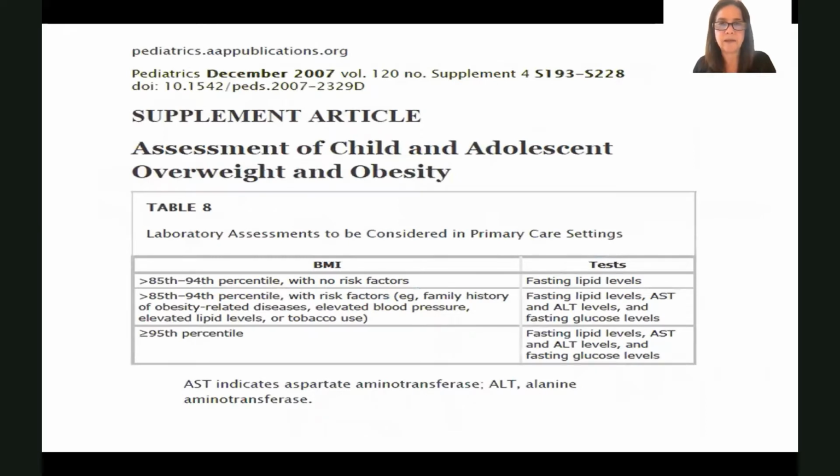The AAP has been certainly interested in helping pediatricians know what to do when they encounter an overweight or obese child. They've divided this into two groups. The first were primary care clinicians, and they gave a number of labs you could consider doing. There's no mandating here, but really consider doing laboratory assessments around obesity in primary care settings. They focused on getting a lipid panel, AST and ALT as common liver enzymes to understand those levels, and a fasting glucose level.